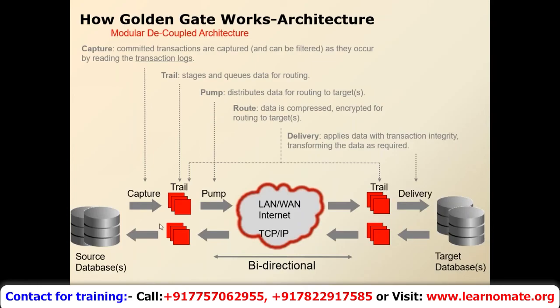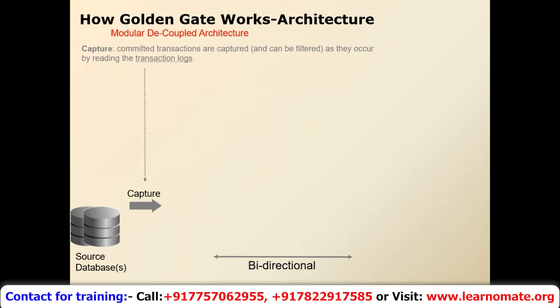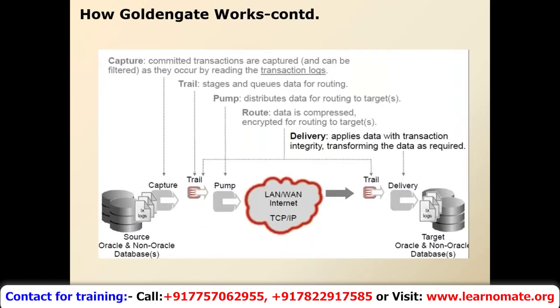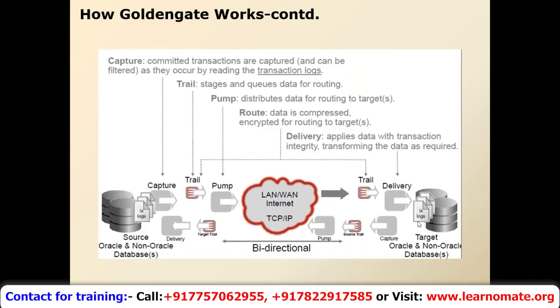So in bidirectional, what happens is your extract, pump, and delivery now reside in site B. Site B will have its own transaction logs. So whenever the application does any change, the capture process will capture it and write it to the local trail on site B. The pump process residing on site B will send the data over the TCP/IP network and write it to the remote trail on site A. The replicate process configured on site A will apply it to site A.